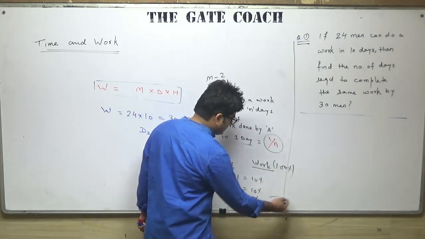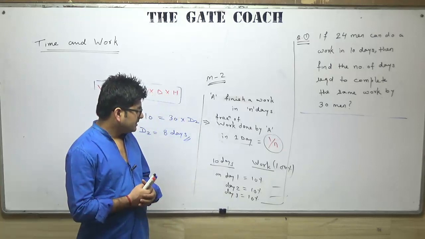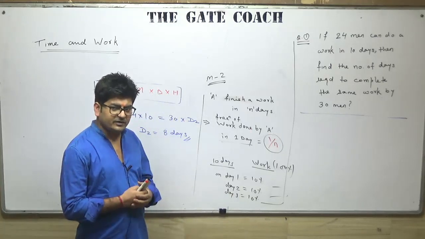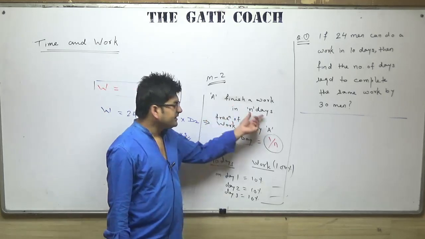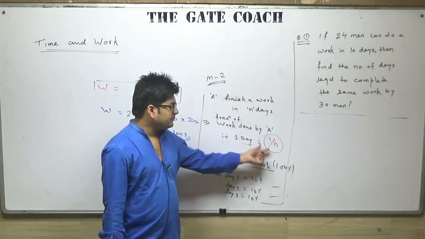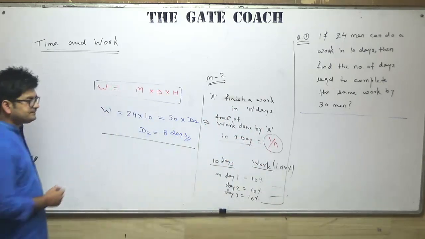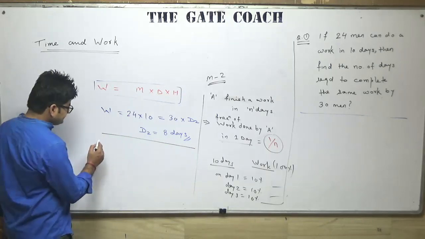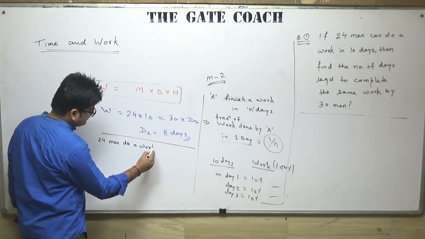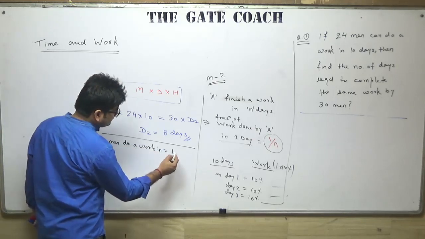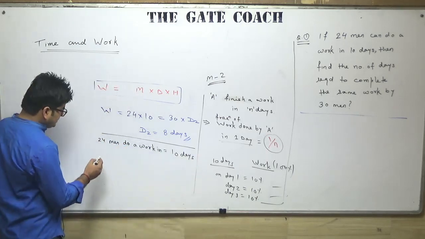So that's how you can see that on each day he is doing the same fraction of the work, same percentage of the work. So if he completes a work in n days, then in 1 day he will complete 1 by n work. Now if we come to this numerical, 24 men do a work in 10 days.